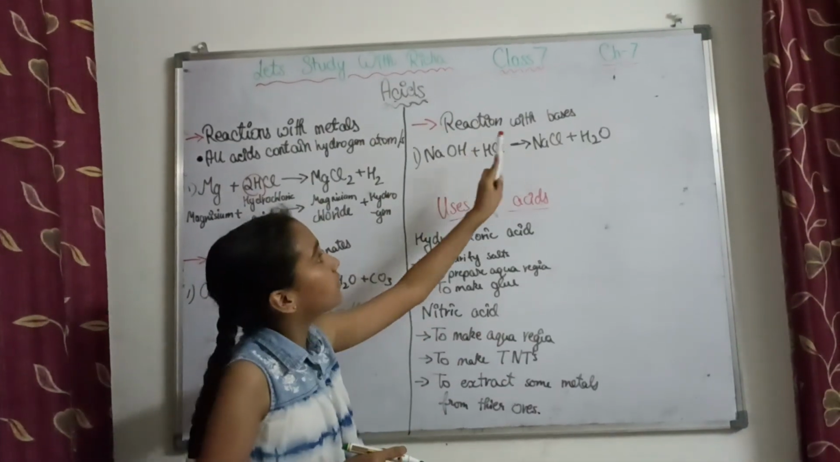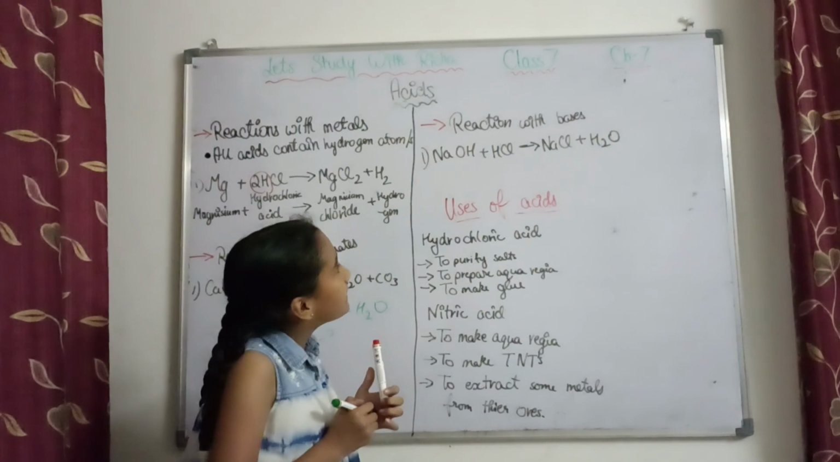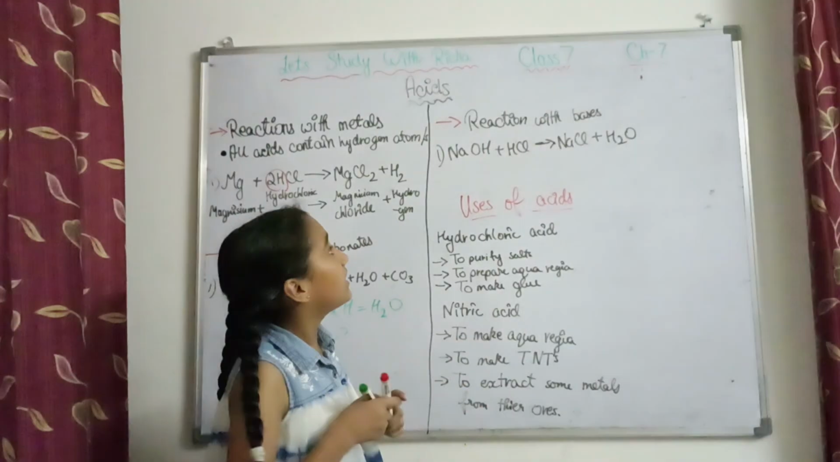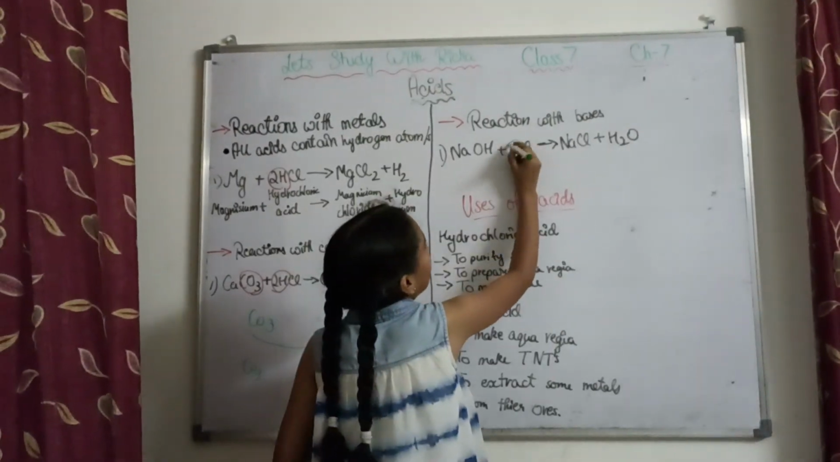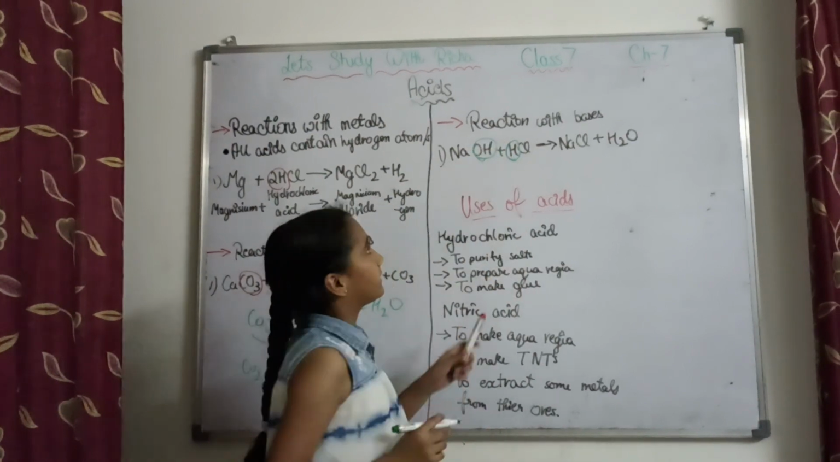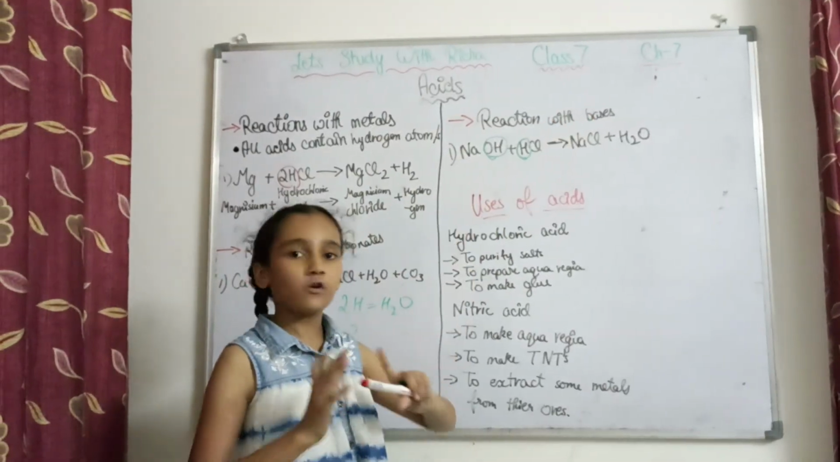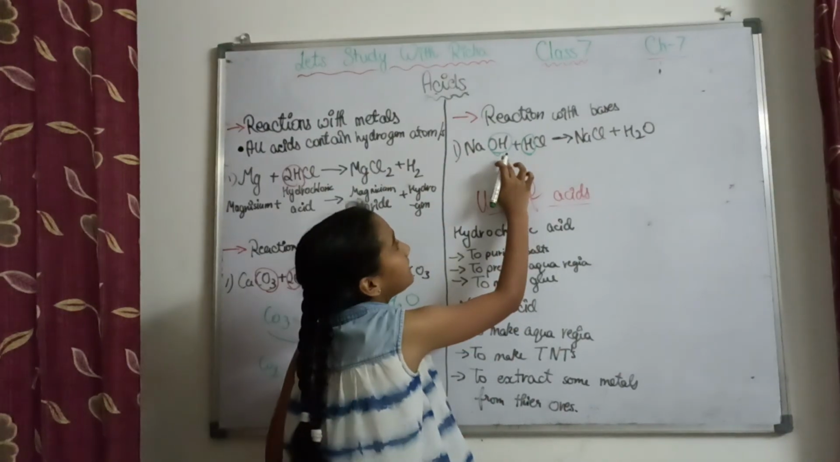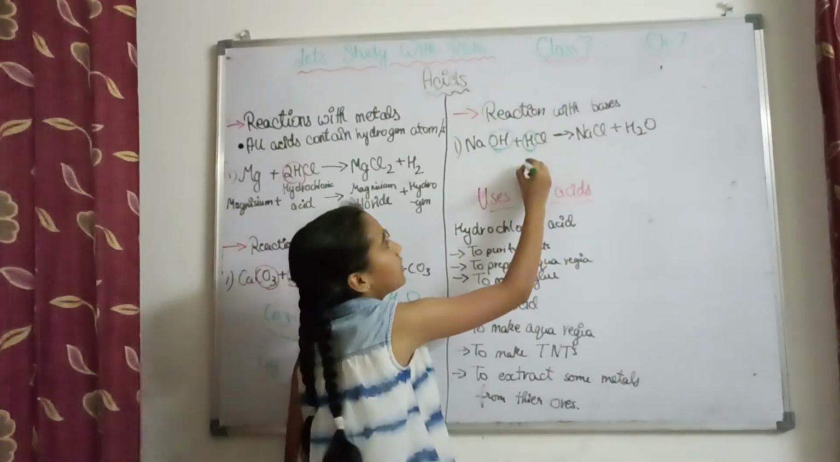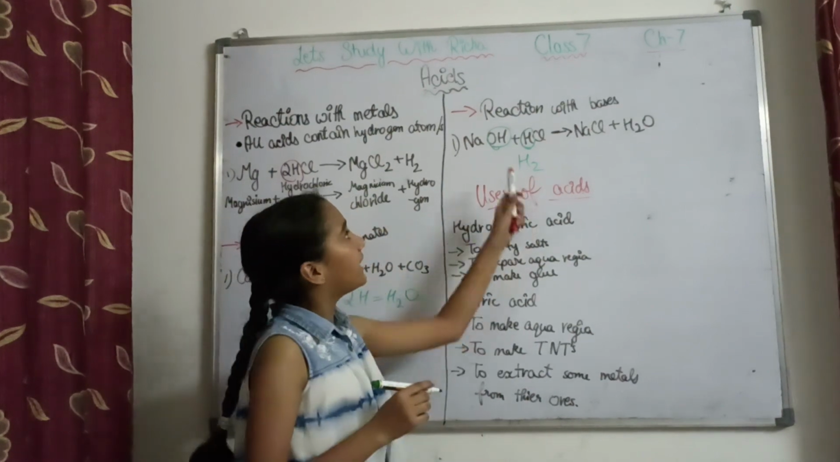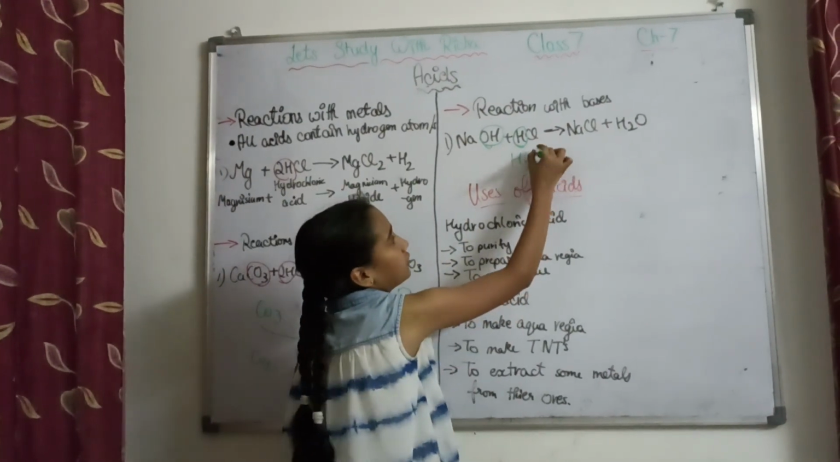Next comes reaction with bases. For reaction with bases, there is a simple trick. We'll take H and we'll take OH out. Then all these things will come and form NaCl, which is our common salt. Then we have 2 atoms of hydrogen, so we'll write H2 and 1 atom of oxygen, so H2O.